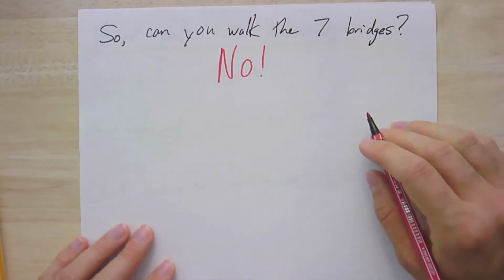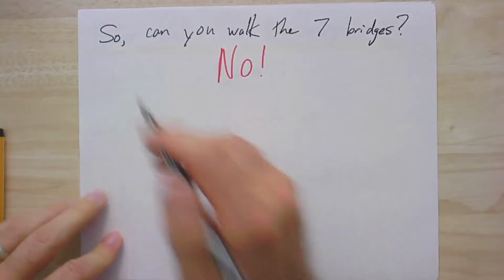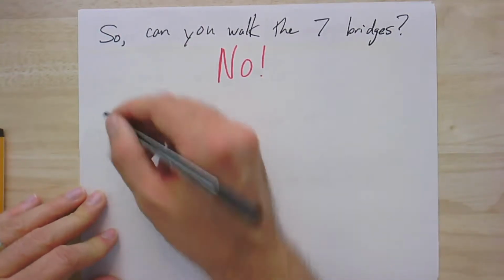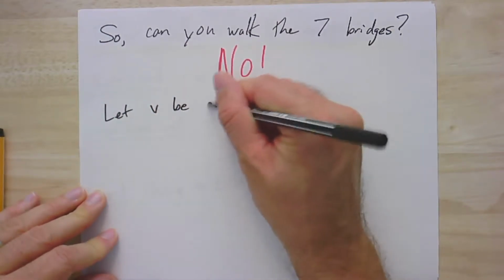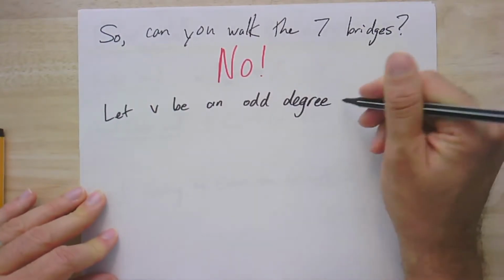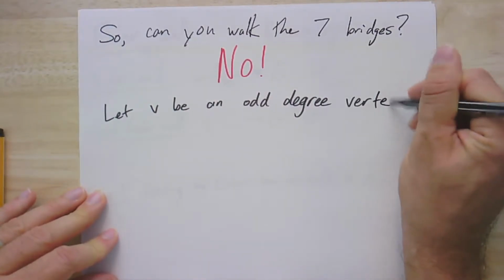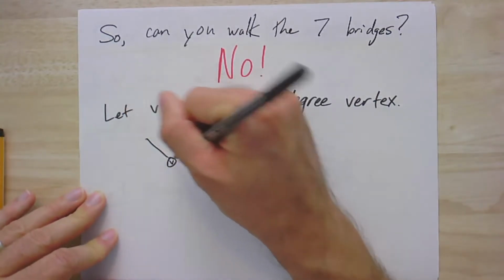And if you've seen it before, or you stopped the video and worked it out, or you stopped the video and struggled and couldn't figure anything out, that's all right too. I'll show you why you can't do it. So the key is to look at the degrees of the vertices. Let V be an odd degree vertex. All right, so I've got some vertex. Let's just say, here's V, and let's give it degree 5.